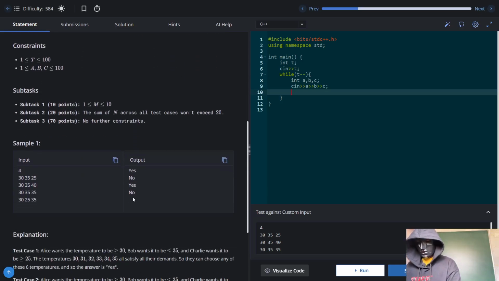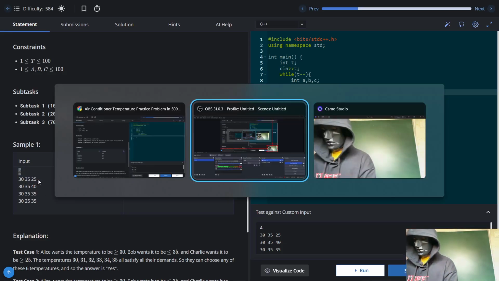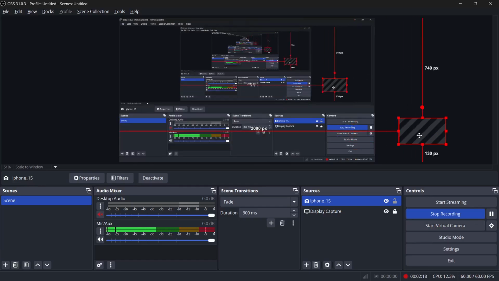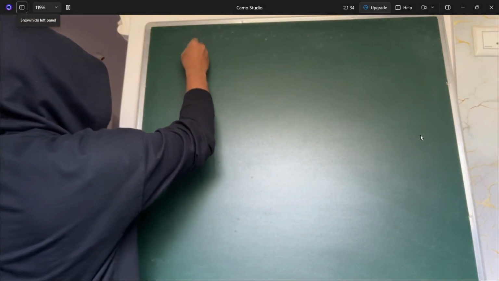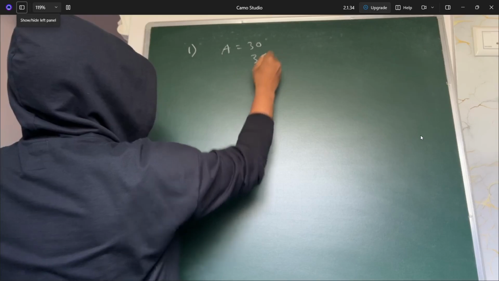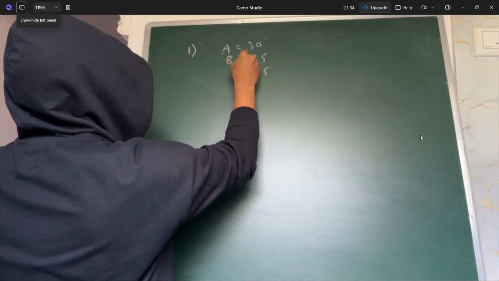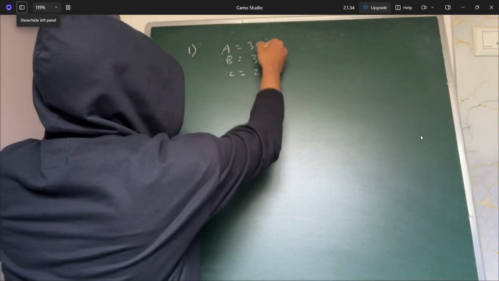Let's try to understand the problem statement. They have given four test cases. The first test case is A is 30, B is 35, C is 25. So let's understand the problem. Alice is saying the temperature you are setting has to be at least 30 degrees.